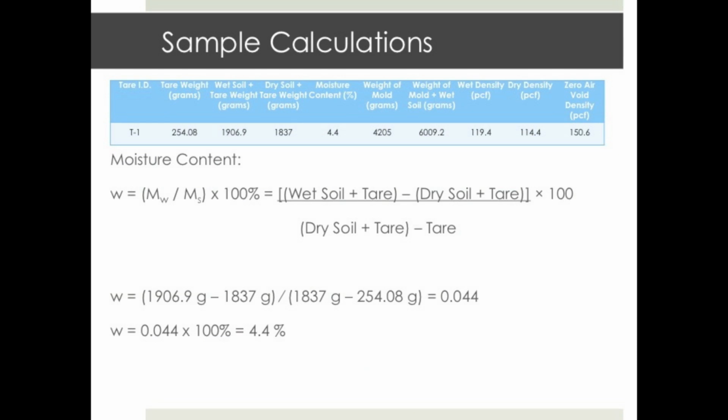We will look at the first row as an example for our sample calculations. First, we will calculate the moisture content. We have the mass of the water divided by the mass of the soil, that is the dry soil alone. In the numerator, we have wet soil plus the tare minus dry soil plus the tare, which gives us just the water. In the denominator, we have the dry soil plus the tare minus the tare weight, which will give us just the dry soil. Our first row moisture comes out to 4.4% once we do these calculations.